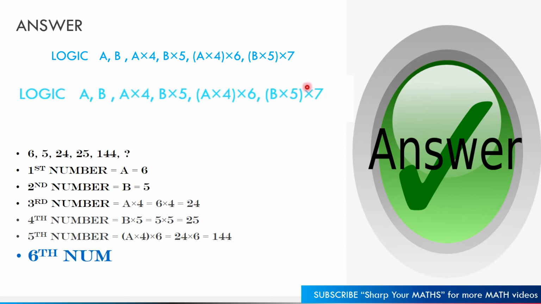So the answer is the sixth term here. The fourth term is B into 5, that is 25. So here 25 into 7, the number in the series is 175. Answer: 175.